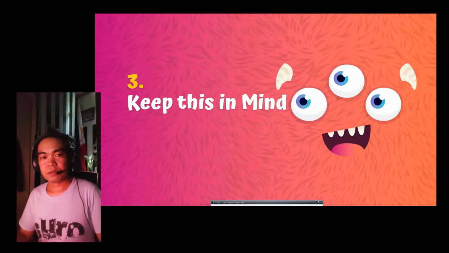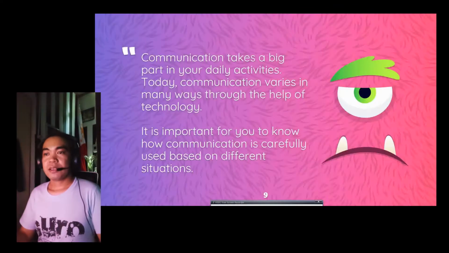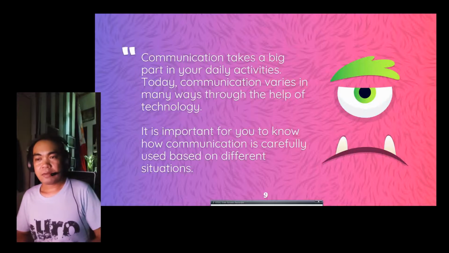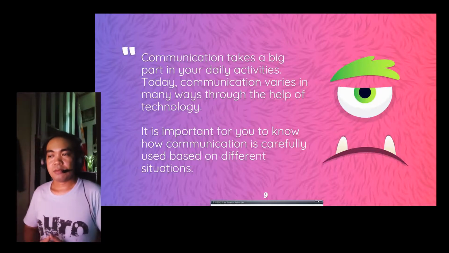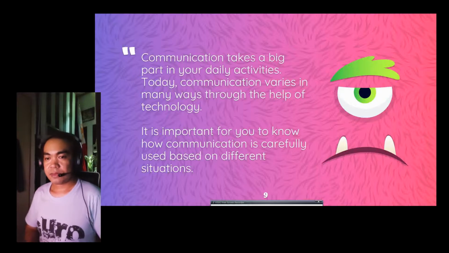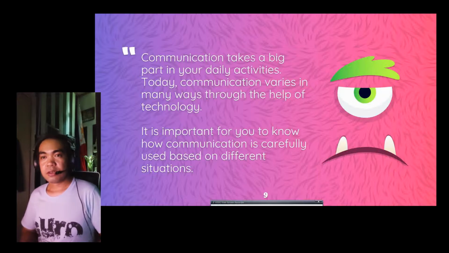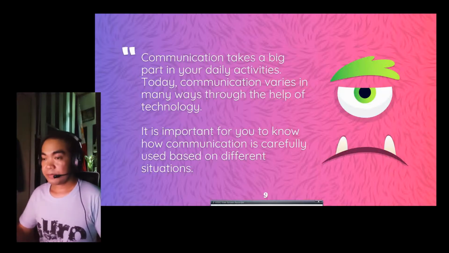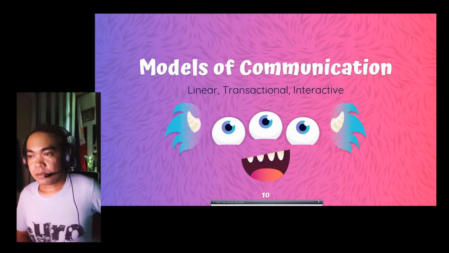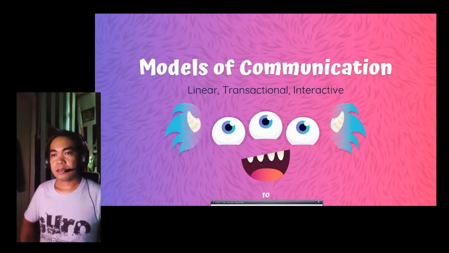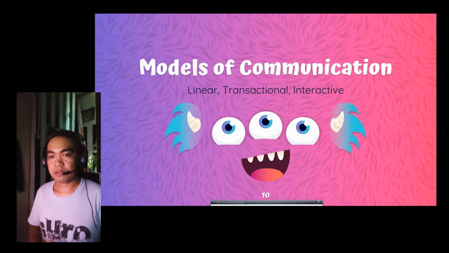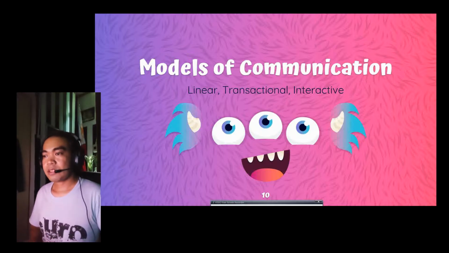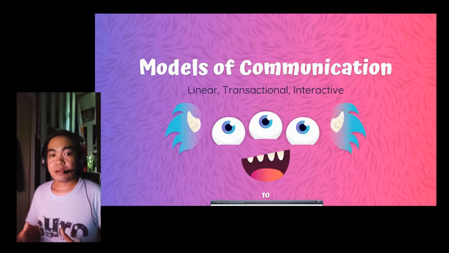Okay, so let's talk about these types of communication. Communication takes a big part in your daily activities. Communication varies in many ways through the help of technology. It is important for you to know how communication is carefully used based on different situations. So here are the models of communication. We have three types of communication models: the linear or the one-way, the transactional or the two-way, and the interactive, which is a bit more complex than transactional.